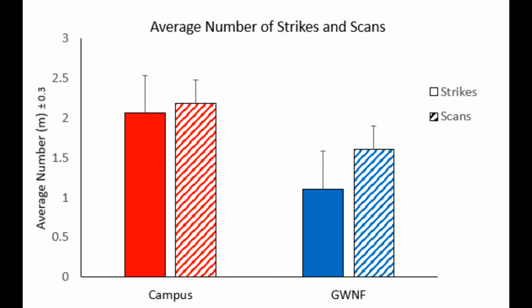The second graph shows the average number of strikes and scans for each group. This data was collected using the same individuals as the previous graph. Squirrels on Bridgewater College's campus had an approximate average of 2 strikes and scans. Squirrels in the George Washington National Forest had an approximate average of 1.5 scans and 1 strike. Our standard error was 0.3. We believe there is a difference in the average number of strikes between the two locations.